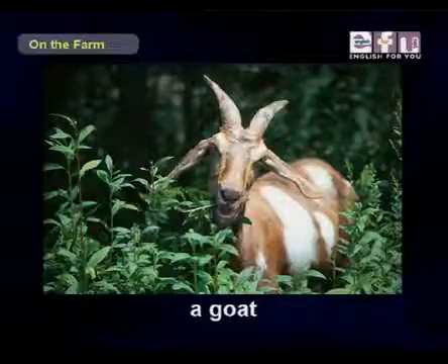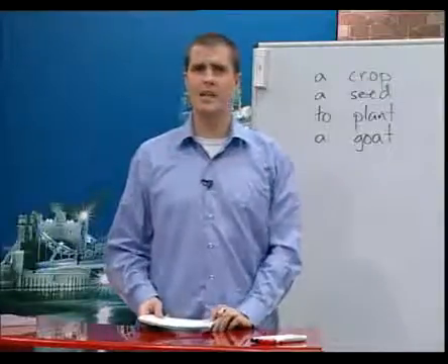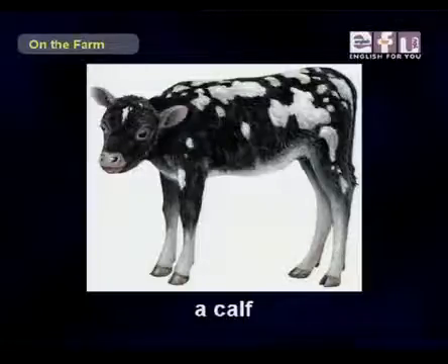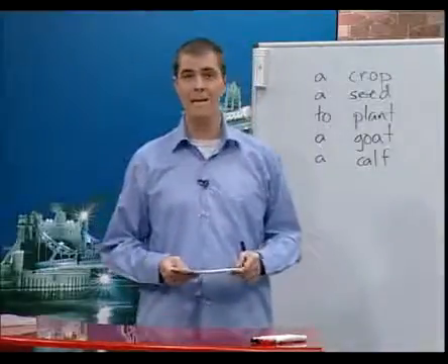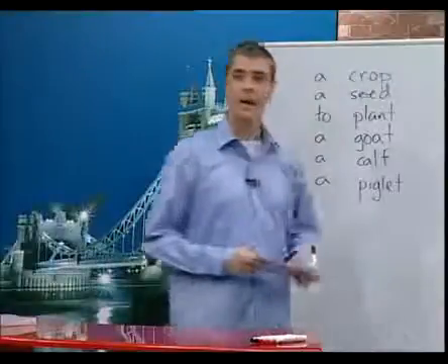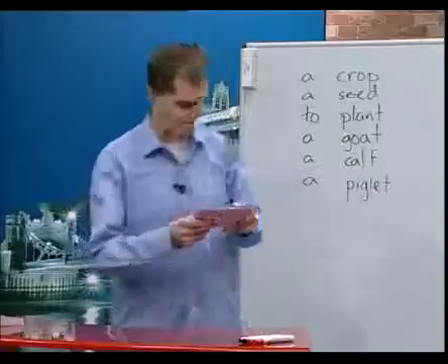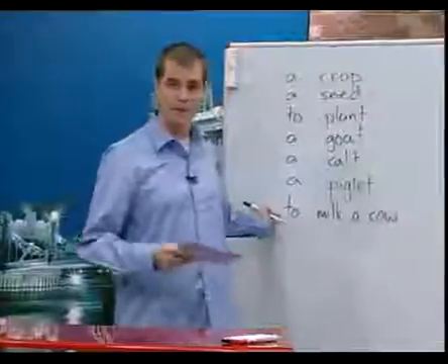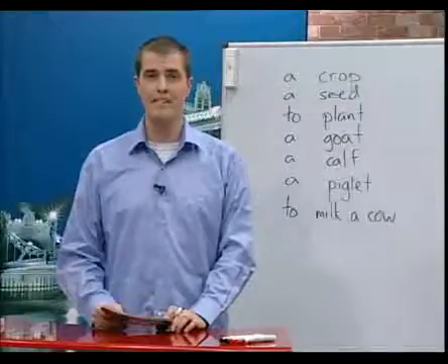A goat. A goat is a farm animal that looks a little bit like a sheep, and it usually has two horns. Next we have a calf. A calf is a baby cow. A piglet. Well, maybe you can guess. A piglet is a baby pig. To milk a cow means to get milk from a cow by pumping its udders.